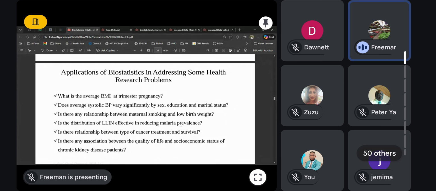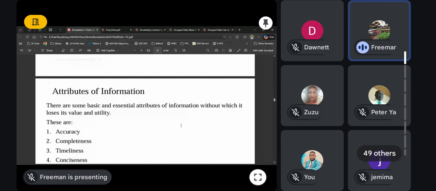Is there any association between quality of life and socioeconomic status of chronic kidney disease patients? Yes, so whether there is a relationship between the quality of life and the economic status of those battling kidney disease, you'll be able to find out. It is Biostat that can be used to do that.